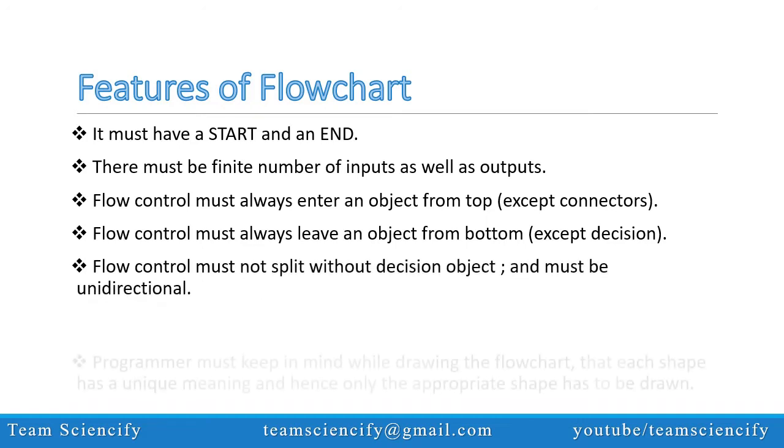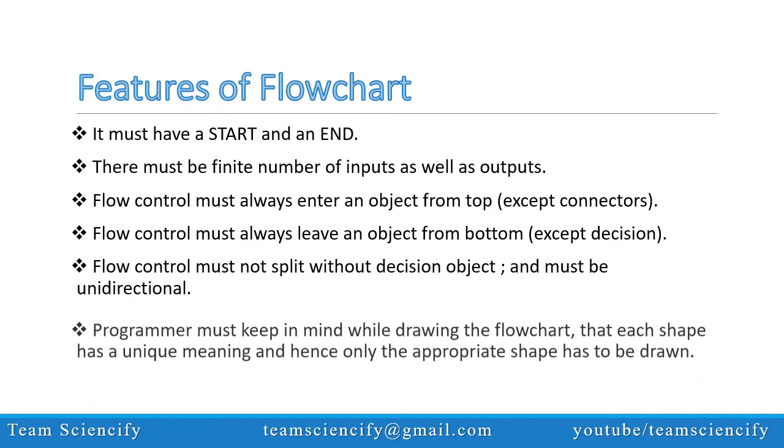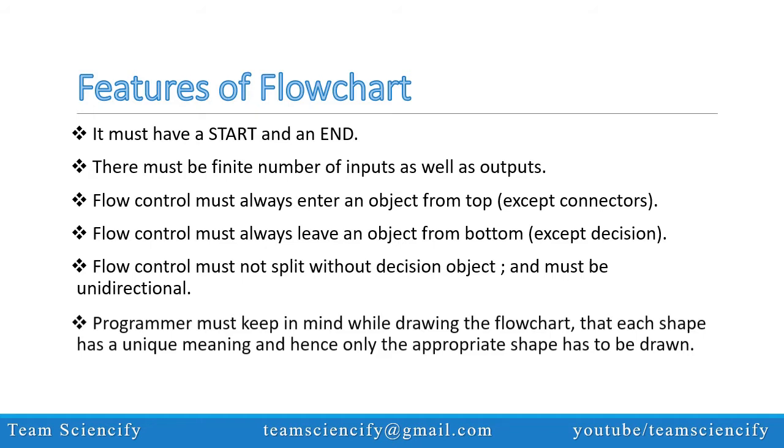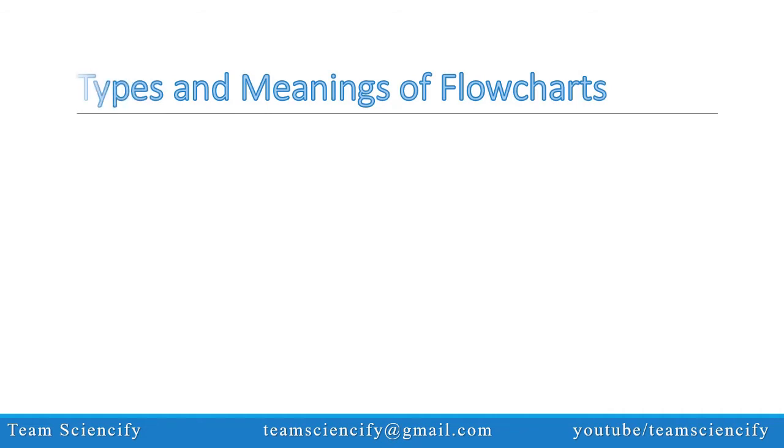Flow must be unidirectional. The programmer must keep in mind while drawing the flowchart that each shape has a unique meaning and hence only the appropriate shape has to be drawn. When it comes to drawing flowcharts, it is necessary to use the specific shapes only. Let's study those shapes with their meaning.